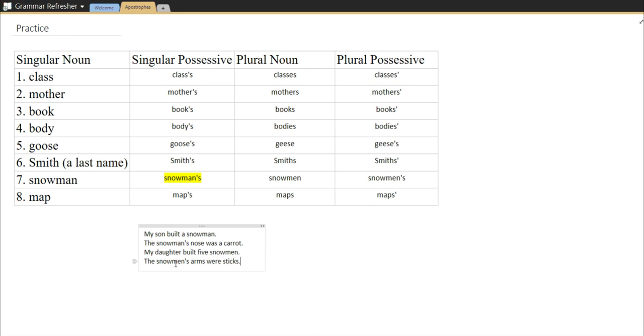And in context, I know that I'm talking about more than one snowman because I have snowmen's arms were sticks. With one little change of a letter, if I change that E to an A, my whole meaning of the sentence has changed. What I really mean is many snowmen's arms were made of sticks.